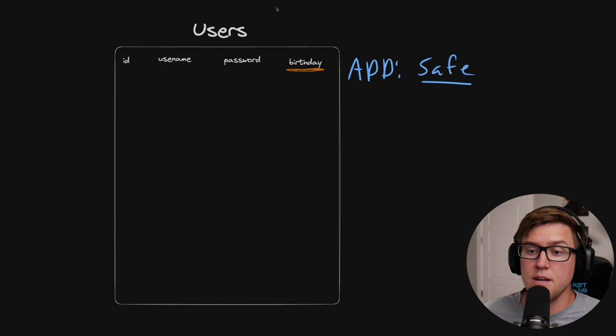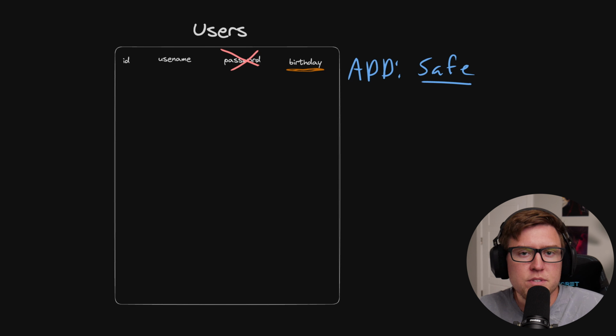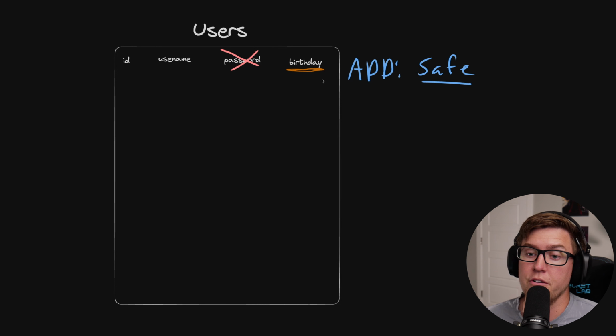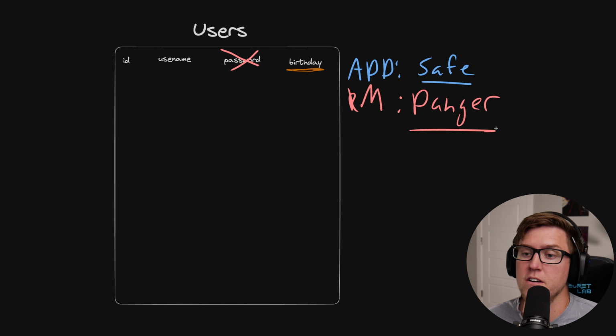On the other hand, let's say we do a migration where we remove passwords from the users table, right? Maybe we're no longer storing user passwords because we only support sign in with Google, something like that. These types of migrations, removals of data, I'll just do RM. They're very dangerous. They tend to be very dangerous.